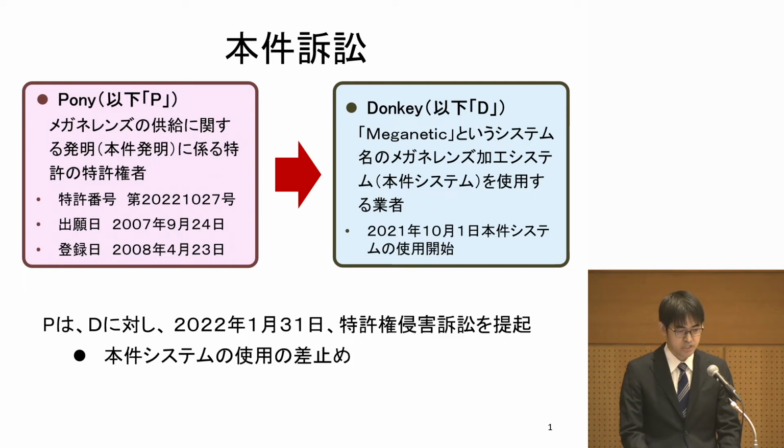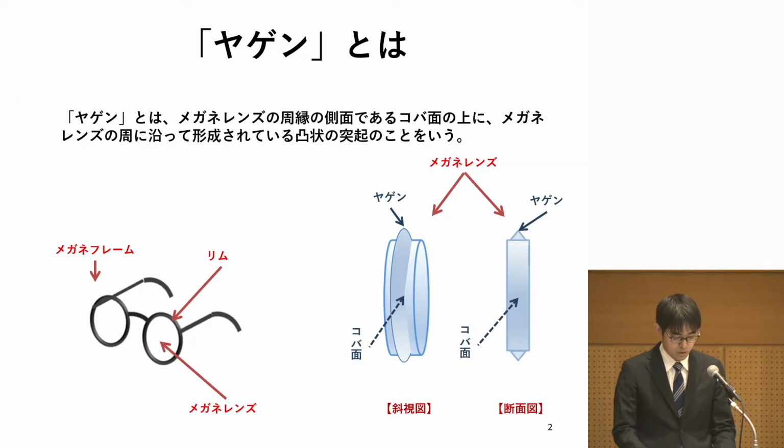Next, I will explain the technology that is the base for this case. Please look at slide 2. This invention relates to a system that performs beveling on spectacle lenses and supplies the processed lenses to opticians' shops. So, first of all, let me explain about the bevel. The bevel refers to the convex protrusion formed on the surface or the edge surface along the circumference of the spectacle lens.